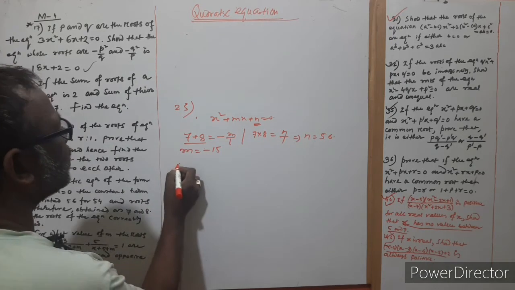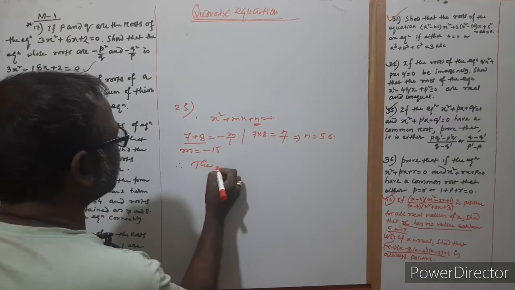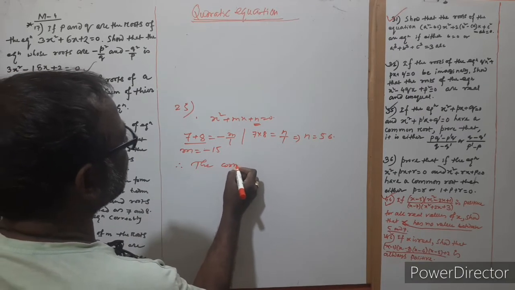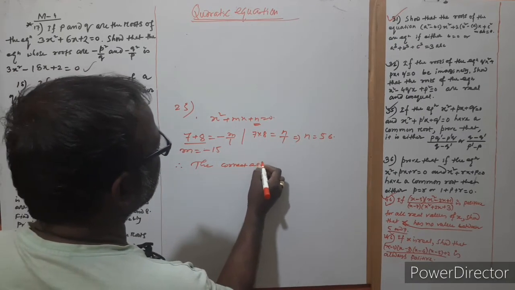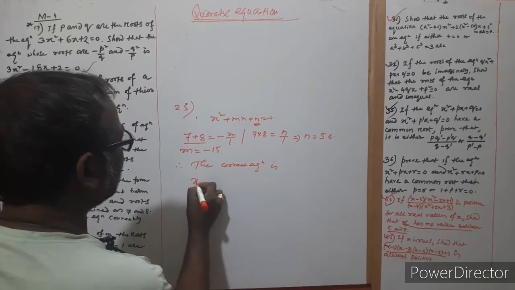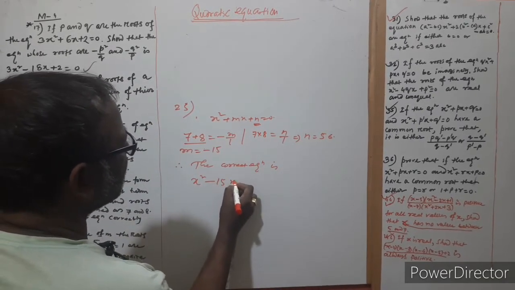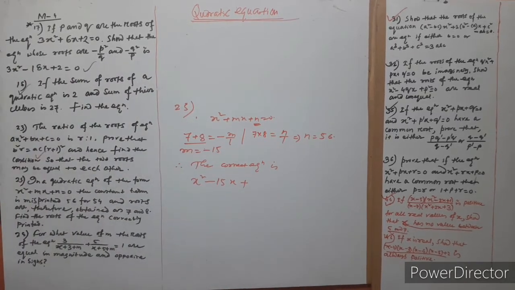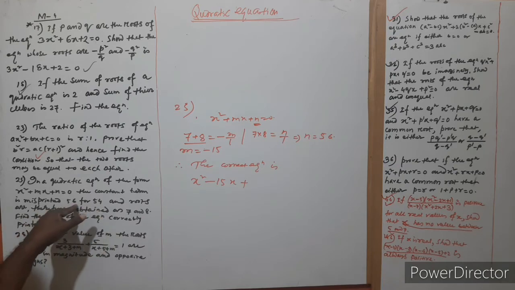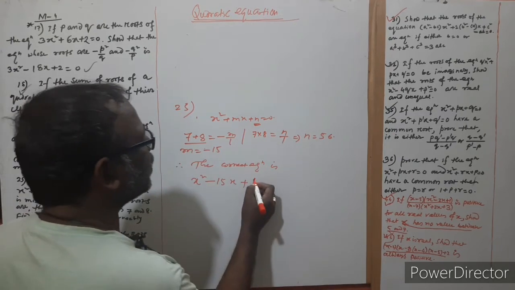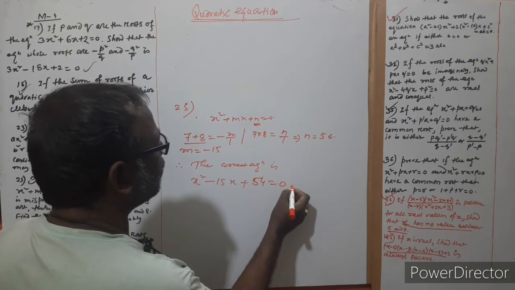Therefore the correct equation is x square, and the value of m here is minus 15x. Now we have to change the value of n here. Misprinted 56 for 54. So the misprint is 56 and the right answer will be 54 here. So this is plus 54 equal to 0.